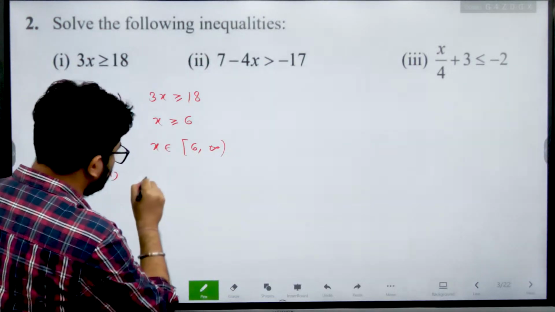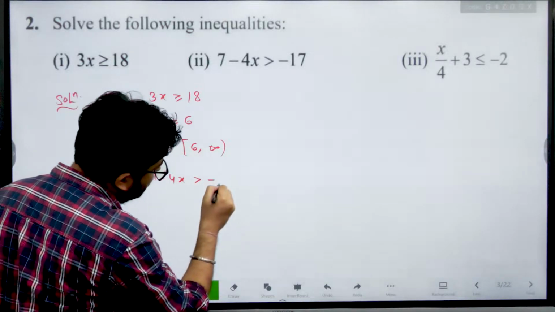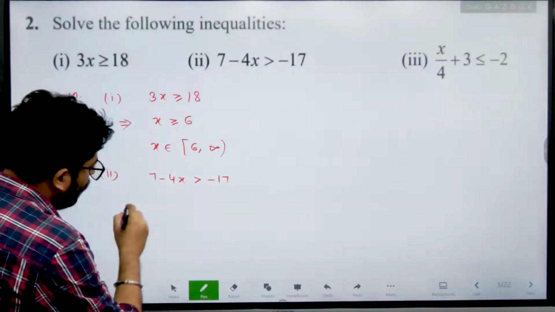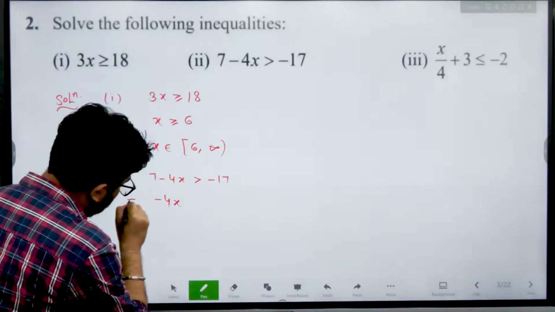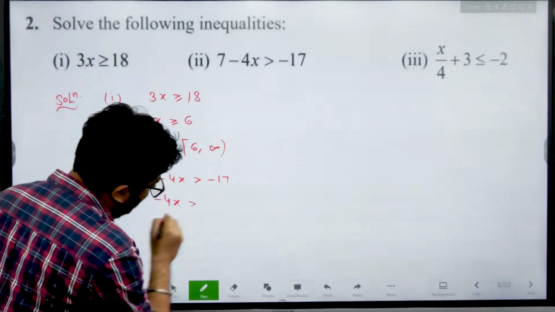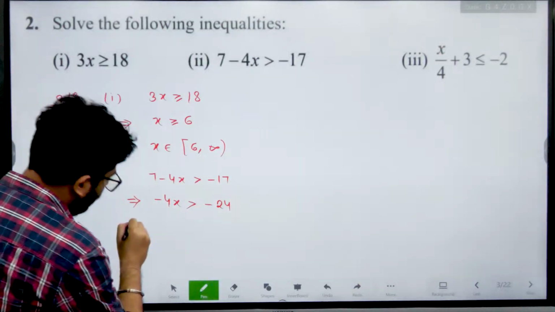That is 7 minus 4x greater than minus 17. So now you can subtract 7 from both the sides. You will get minus 4x greater than minus 17 minus 7. That is minus 24.